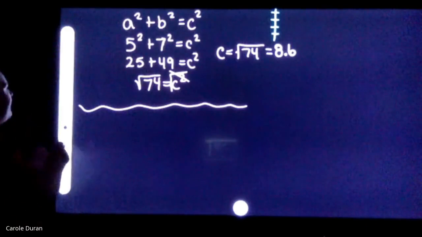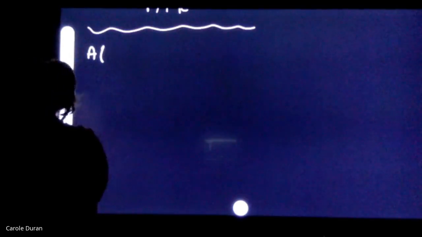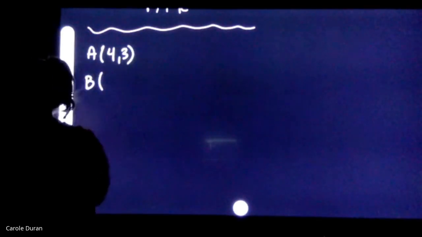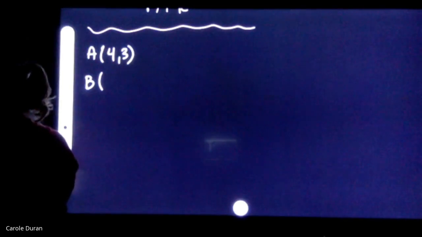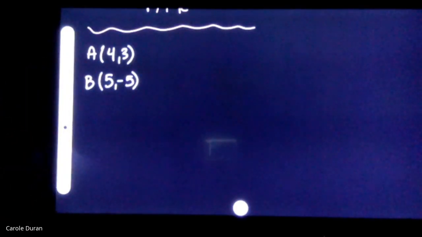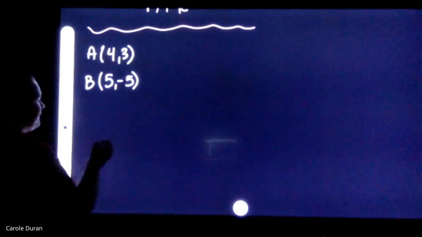Okay, so I'm going to go ahead and write the next example that we're going to look at. Again, we are finding the distance between 2 points. This time, I have points A and B. Point A is going to be at 4, 3. And point B is going to be at 5, negative 5. Just like before, the first thing I need to do is I need to go ahead and graph this.